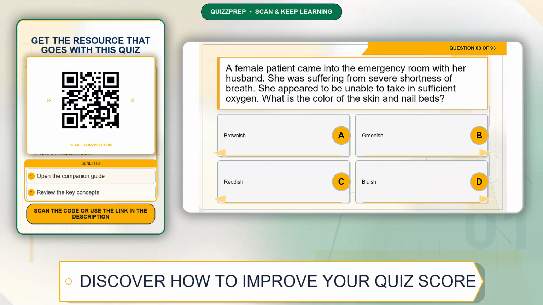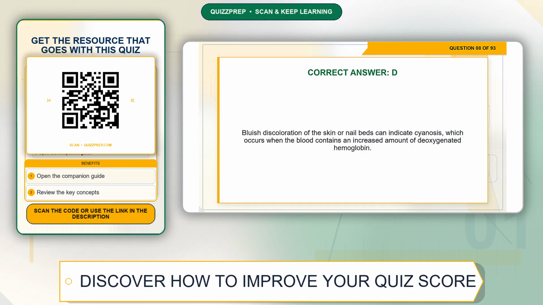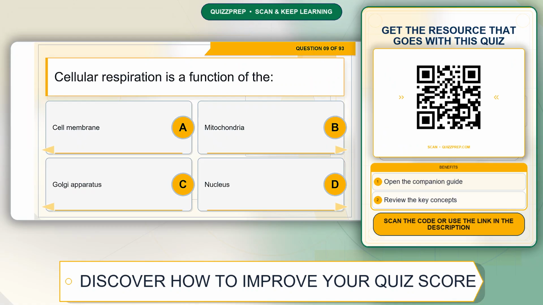Question 8. A female patient came into the emergency room with her husband. She was suffering from severe shortness of breath. She appeared to be unable to take in sufficient oxygen. What is the color of the skin and nail beds? Option A, brownish. Option B, greenish. Option C, reddish. Option D, bluish. The correct answer is option D, bluish. Explanation: bluish discoloration of the skin or nail beds can indicate cyanosis, which occurs when the blood contains an increased amount of deoxygenated hemoglobin.